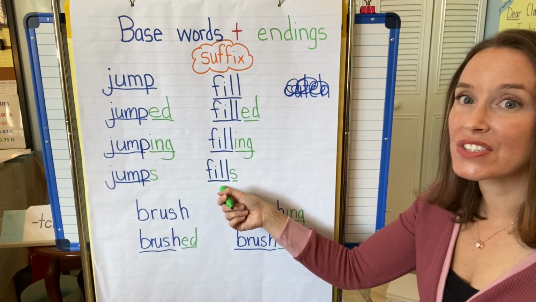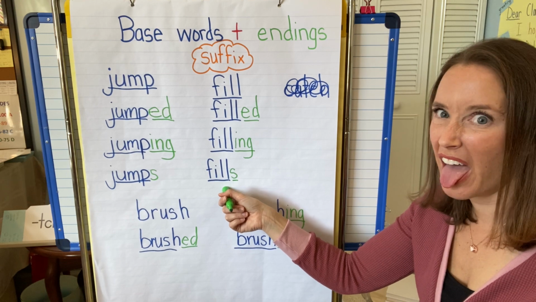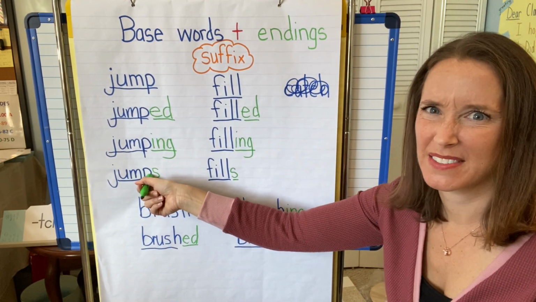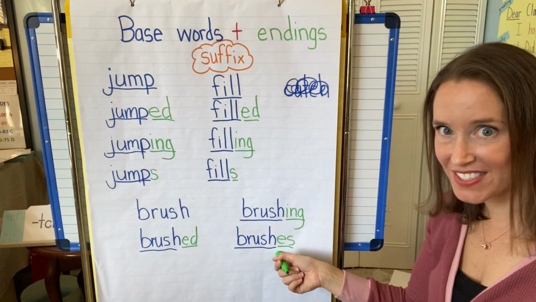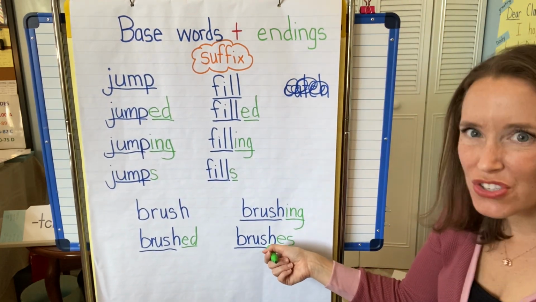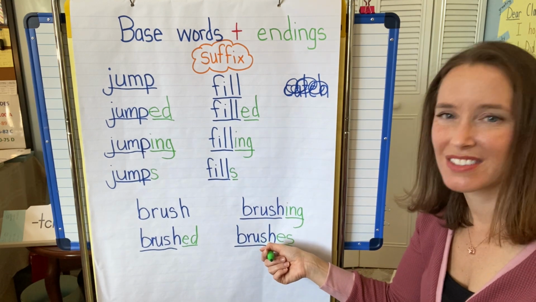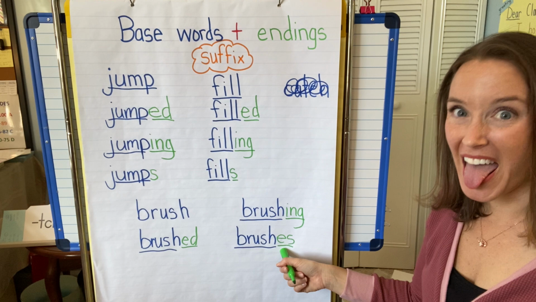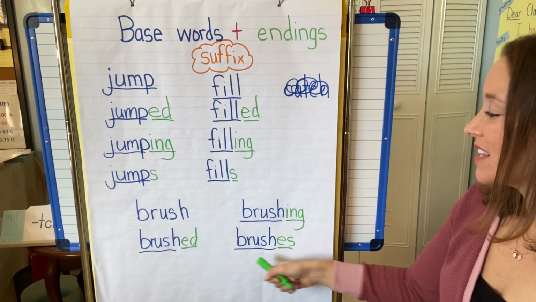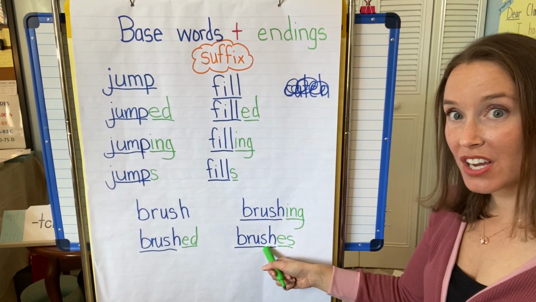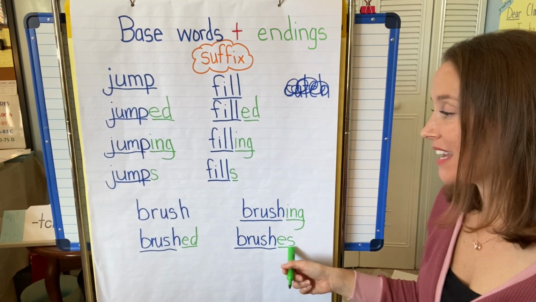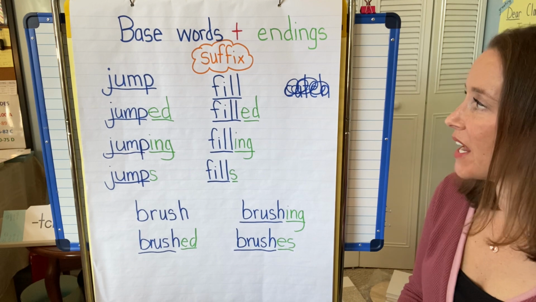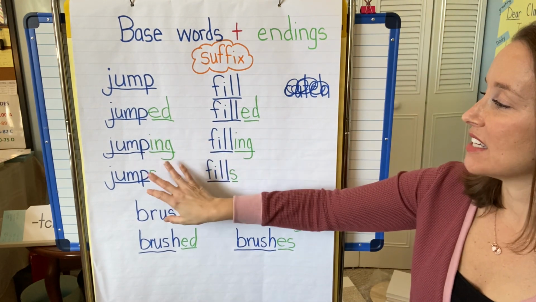When I say fills, you don't hear the es, right? It's not fill as, no. It's not jump as, no. But it's brushes. You wouldn't say brush, right? Doesn't sound right. It's even hard to make. So brush as. When you hear the as, we know it's es. So our base word was brush, and then our ending was es, brushes. Okay, so this just tells about when things happen. It helps us understand. So we have ed, ing, and s.